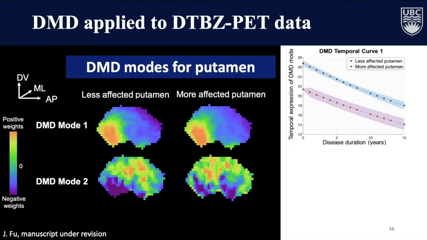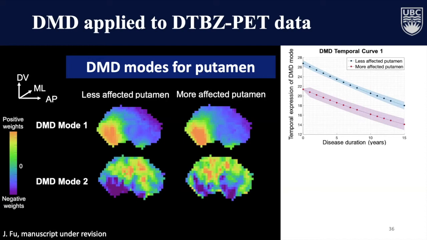So we applied DMD to the DTBZ data in 41 Parkinson's patients, and we found in the putamen, this is the putamen, DMD captured two distinctive spatial temporal patterns related to disease progression. The first pattern is an anterior posterior gradient. This is the anterior side of the putamen, and this is the posterior side of the putamen. The expression of this pattern decreased gradually with disease, which may reflect some mechanism related to disease progression.